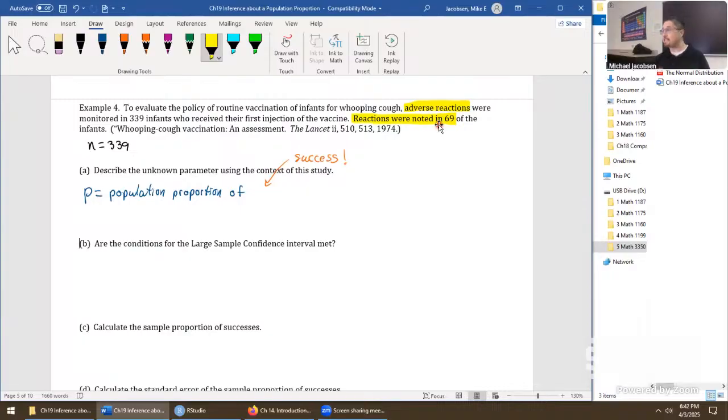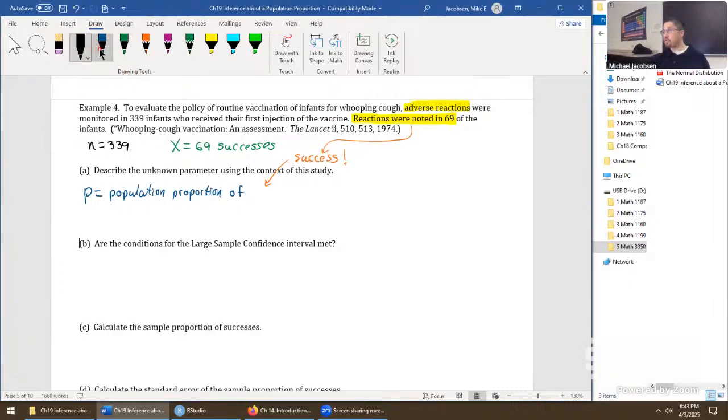It's only a success because this is what the article is interested in, the proportion of those adverse reactions in the entire population. So whenever you read the study, anything that has like a keyword that seems to be coming up, that's another good way to think about it. They mention adverse reactions here, and then again relative to the sample. That's got to be what we're interested in. So we'll say a success is having a reaction to the vaccine. This then informs us that the number of successes, which we often write as an X, is 69. So 69 successes.